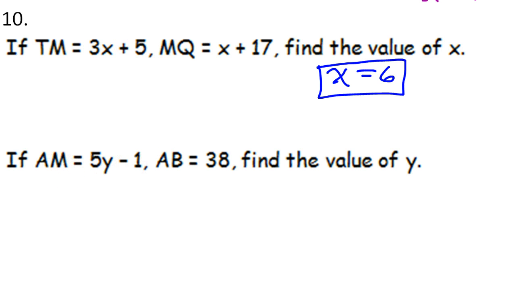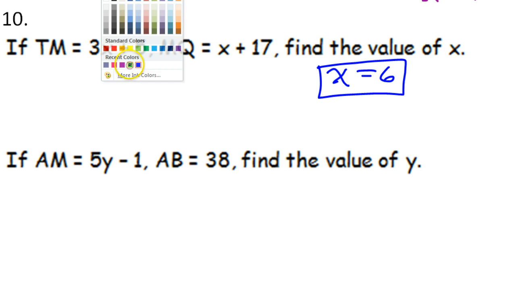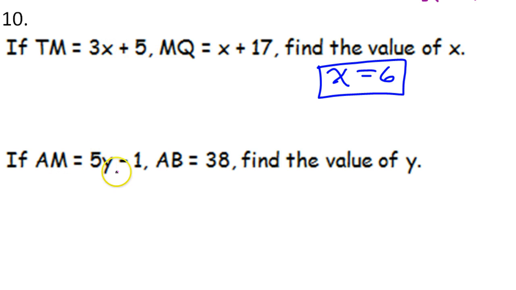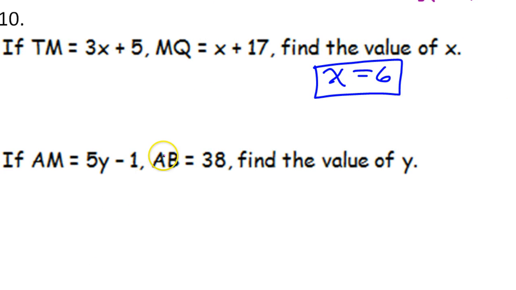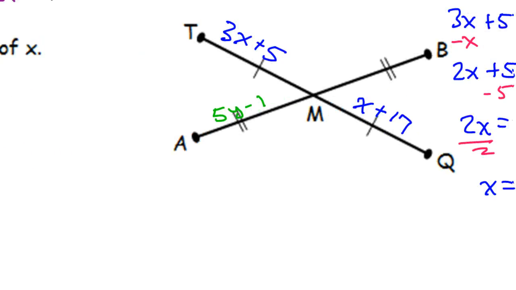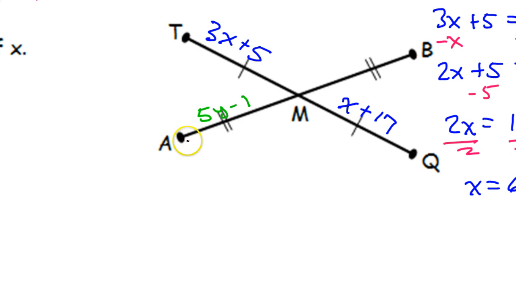Now, AM is equal to 5y minus 1. I think I'll go green. AM is 5y minus 1. And what else you got? AB is 38. Interesting. Okay, so 38 is the distance from A to B. So that's this entire distance is 38. And from this information, we're supposed to find the value of y.